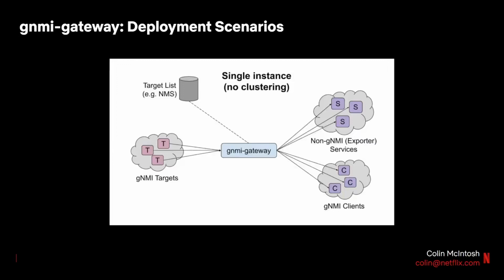On the right-hand side, GNMI Gateway serves a GNMI subscribe interface that other GNMI clients can connect to. GNMI clients, for example, may be tools with native GNMI support, or it could be network operators running GNMI from a CLI on their laptop. Also on the right-hand side, we have GNMI Gateway forwarding data to non-GNMI services via exporters.